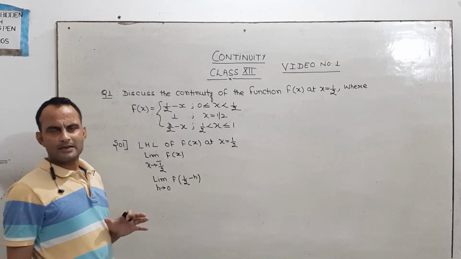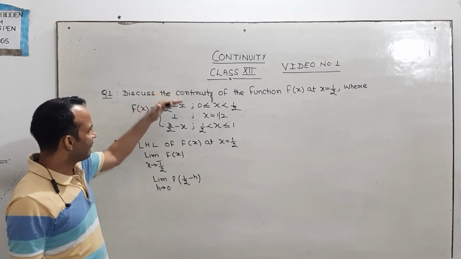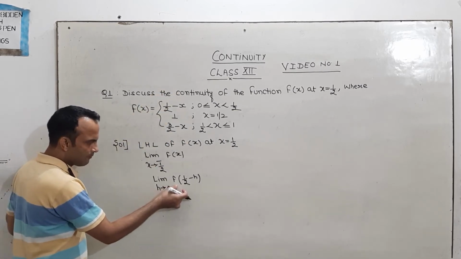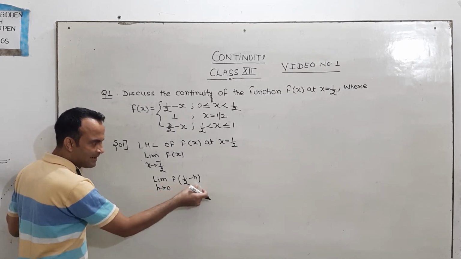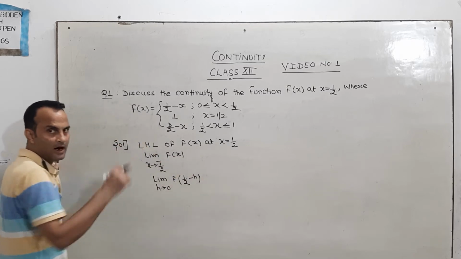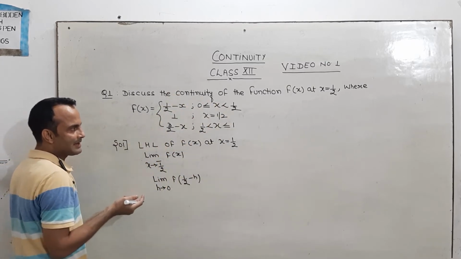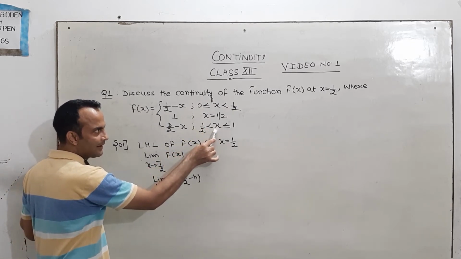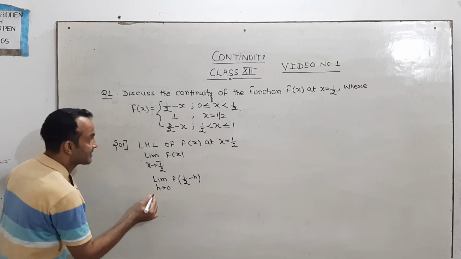Now dear students, the main thing is what? We have to select the function. See first here: limit h tends to 0, f of a minus h, meaning half minus h, means the value which is less than half. So dear students, see here which value is less than half. You can see this value is equal to half, this value is greater than half, but here x is less than half. So we have to take half minus x.